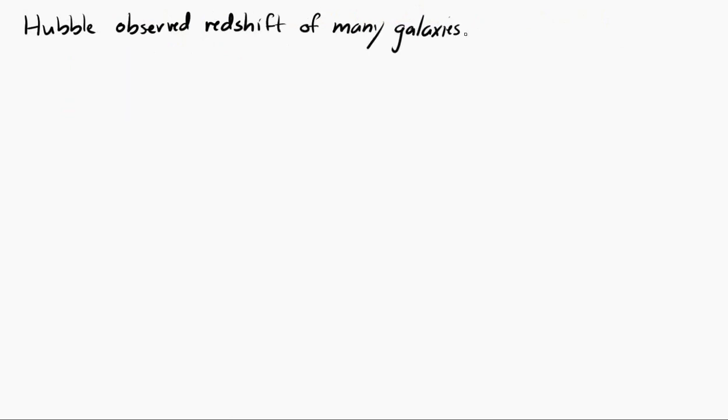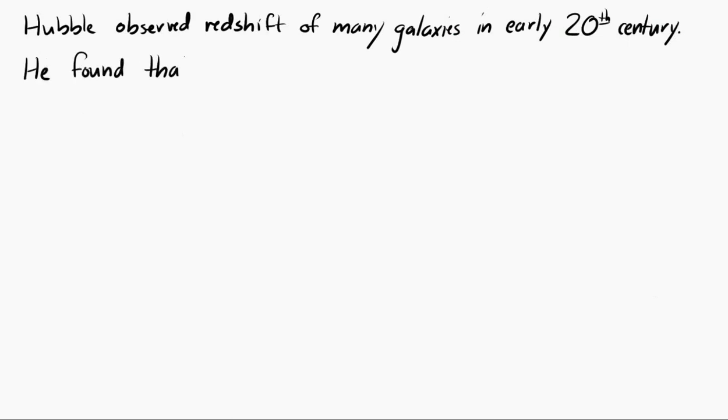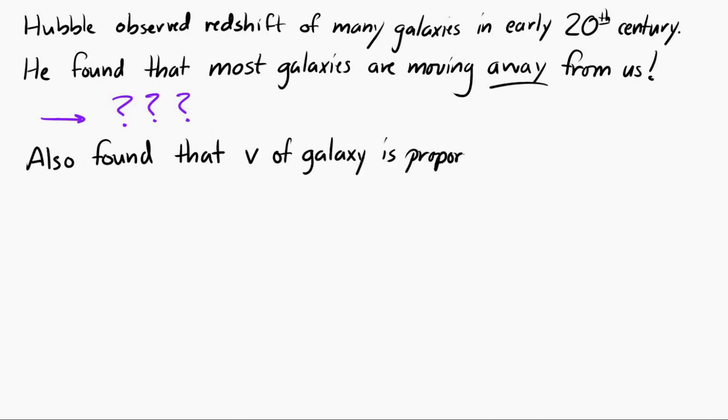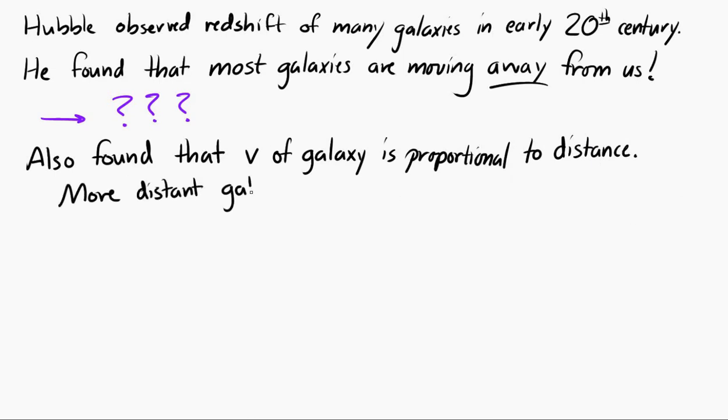Edwin Hubble observed the redshift of many galaxies back in the early 20th century. When he did that, what he noticed is that almost all galaxies are moving away from us. That's a little bit odd. He also noticed that their velocity is proportional to their distance from us. So more distant galaxies are moving away from us at a faster rate. This led to something called Hubble's law.